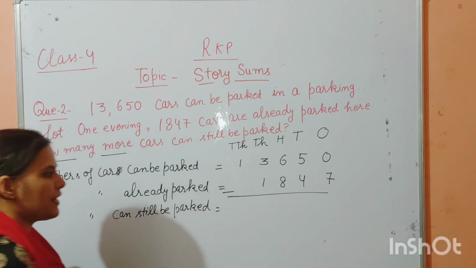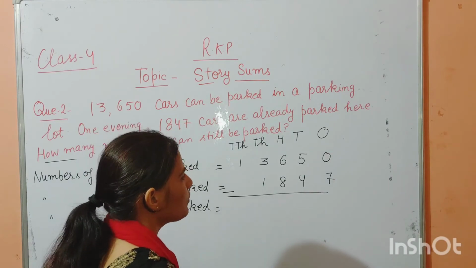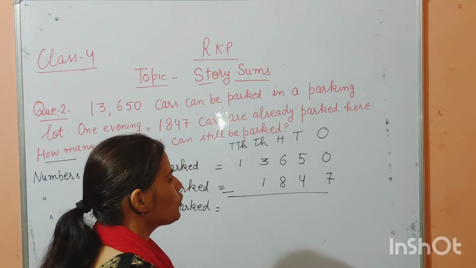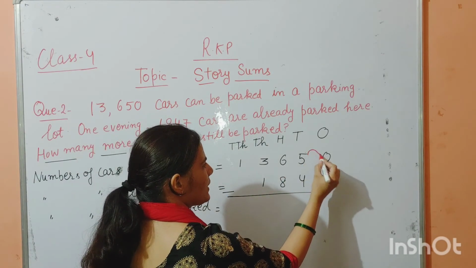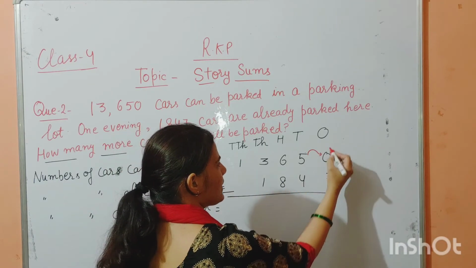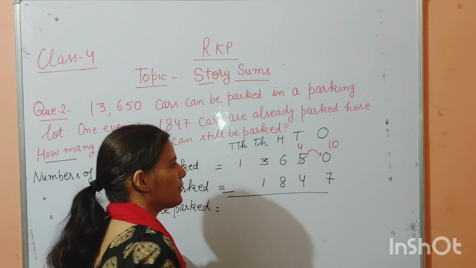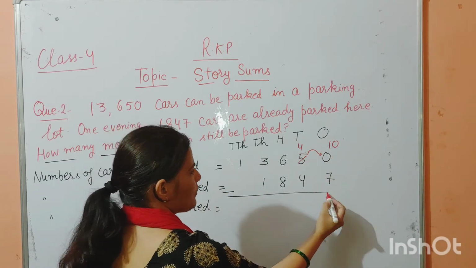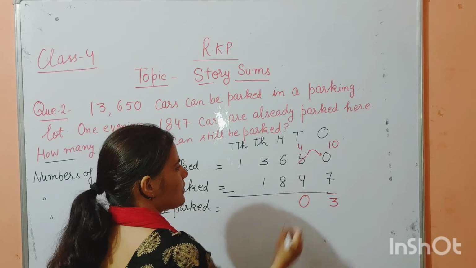And this sign represents subtraction. Start subtraction from the ones place. 0 minus 7. Can you subtract? No. So you have to borrow from the tens place. When you borrow from the tens place, what comes? 10 comes. Okay, not 1. This 10 comes here, and what will be left? 4. Okay. 10 minus 7 will be 3. 4 minus 4 will be 0.